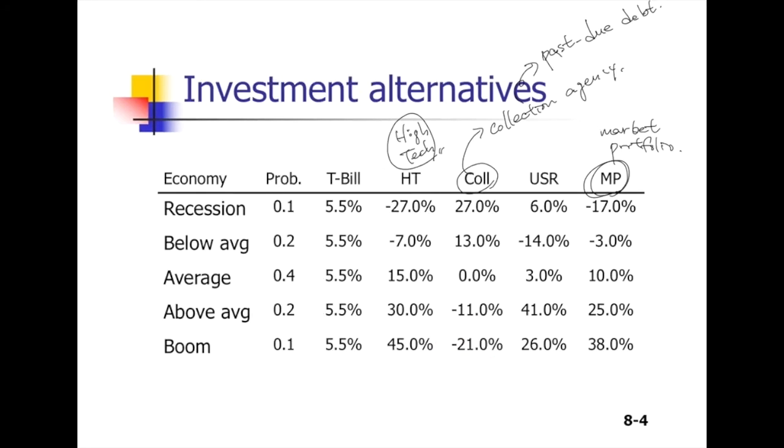The best case is USR. The USR means US rubber company. It means a tire recycling company. As you can see, it has a very strange expected rate of return. In the market recession, their return is higher than the market portfolio, and in the boom, it is lower than the market portfolio.